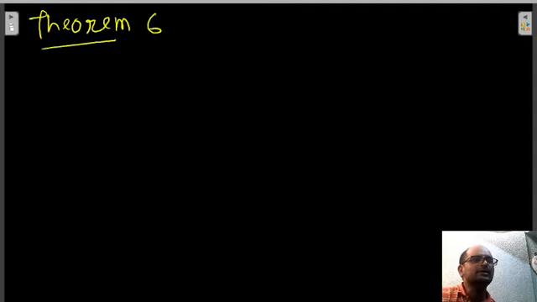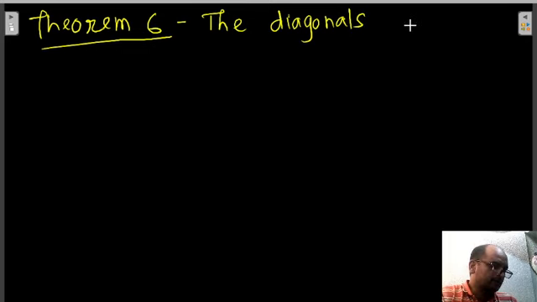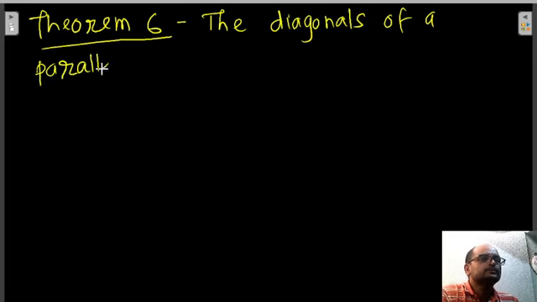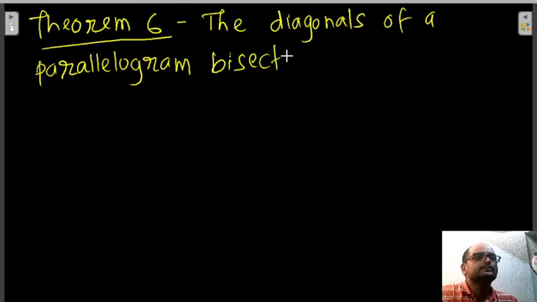Okay, now theorem number 6. These are all the properties, okay, theorem number 6. What theorem number 6 is saying is that the diagonals of a parallelogram bisect each other. This is very simple, right? Bisect each other.